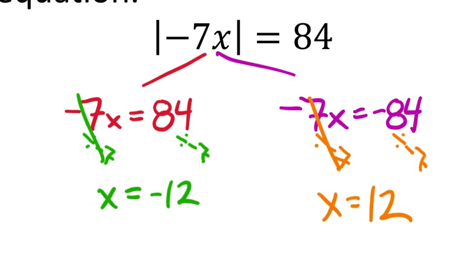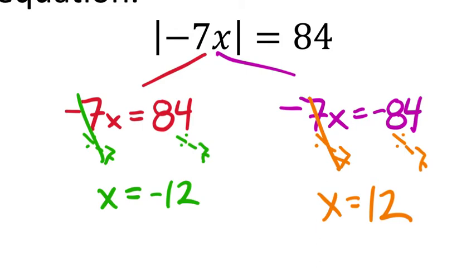Well, will these work? Let's find out. So -7, let's start with green. -7 times -12 is 84, as we planned. And the absolute value of 84 is 84. That's true. What if I replace x with 12? Well, -7 times 12. Remember, we should expect this to be -84, which it is. And the absolute value of -84 is still 84.